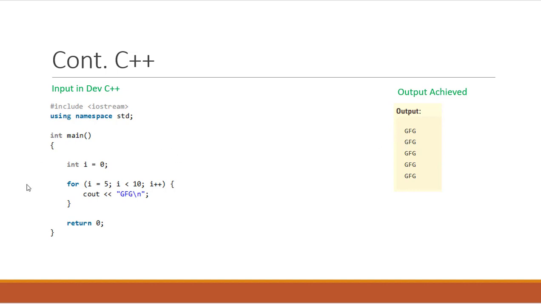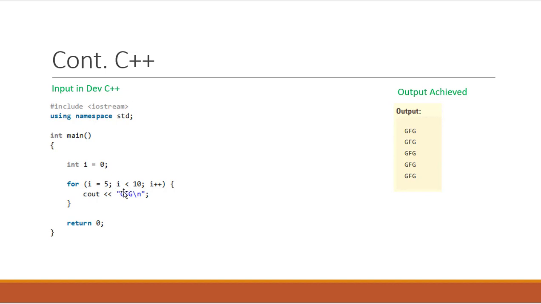GFG. Now this will loop unless the condition becomes false. And when will the condition become false? If i contains the value of 9, it will loop again. Why will it loop again? Because 9 is less than 10. What about if i is 10? Is 10 less than 10? No, 10 is not less than 10.